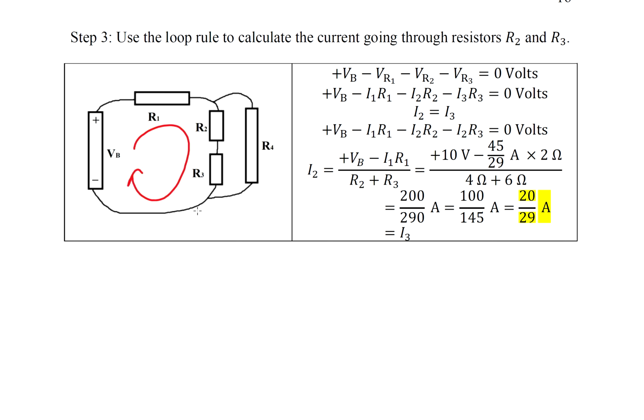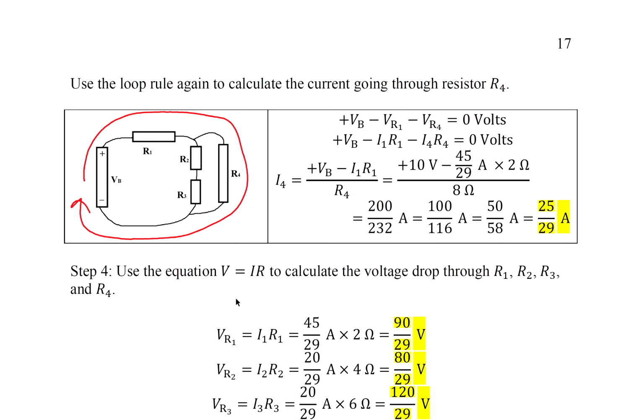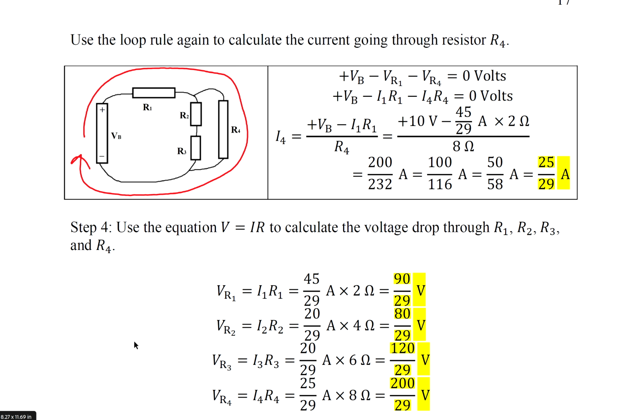So we could solve for I2, which is equal to I3. Now we could use a loop rule again, the outer loop, to calculate the current going through resistor 4. V battery minus VR1 minus VR4 is 0. That's the first line. The second line, we know V equals IR. And then we could solve for I4.